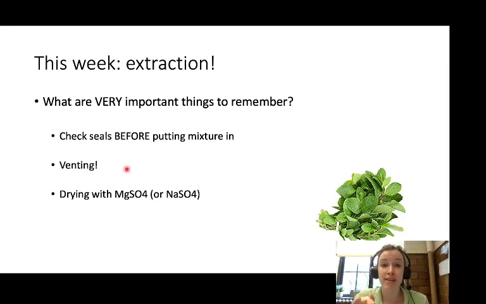What else? Venting. Venting is so important. We'll talk about this in the next slide. Basically, every year that I've done a separation, one student forgets to vent, and they end up being extremely unhappy because what happens is pressure builds up and the solvent kind of explodes at them. You know what happens? Your clothes get covered in nasty solvent and mint extract, and you do not want that. So vent, vent, vent. I'm going to say it again. You gotta vent. Okay. We'll also do a drying procedure to dry the organic layer so that it's just organic without any water.